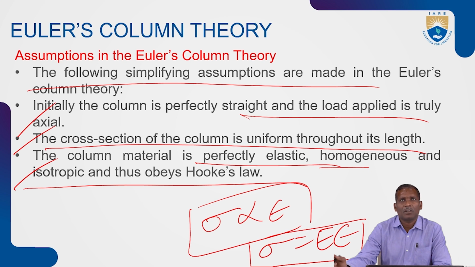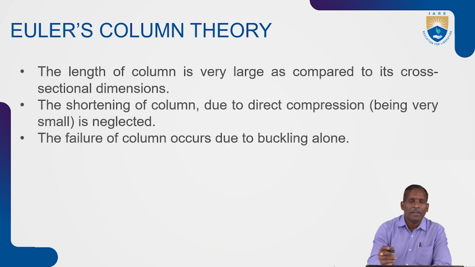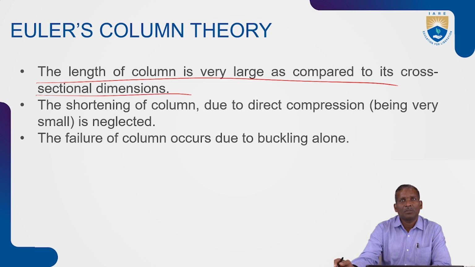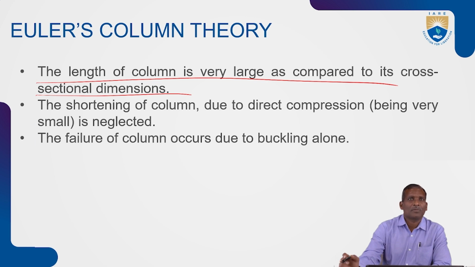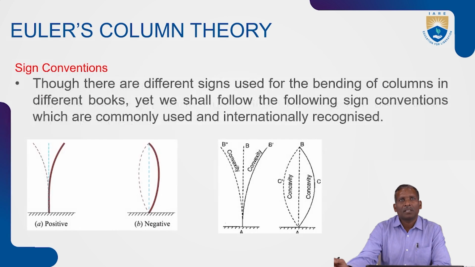So one, initially the column is perfectly straight and the load applied is truly axial only. The cross section of the column is uniform throughout its length. There is no deviation. The column material is perfectly elastic, it should follow Hooke's law, and be homogeneous and isotropic. The length of the column is very large as compared to its cross-sectional dimensions. The shortening of the column due to direct compression is very small, so that is neglected. The failure of the column occurs due to buckling alone. So these are the assumptions.